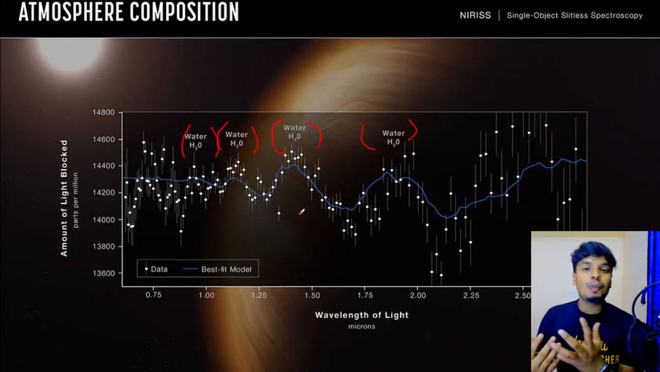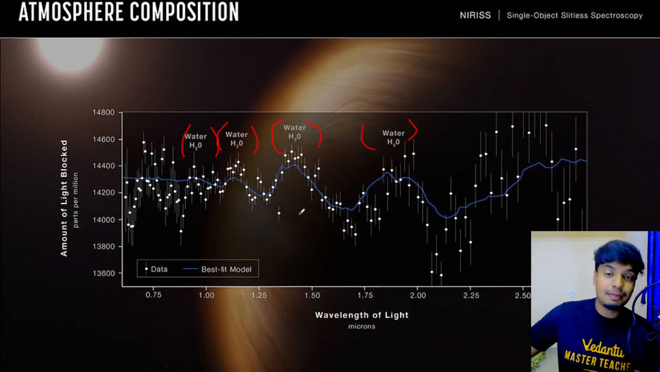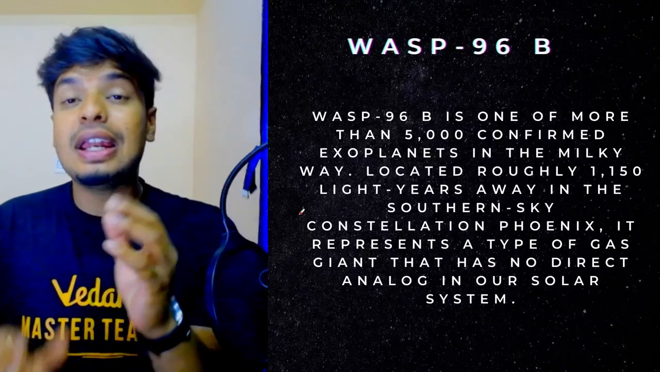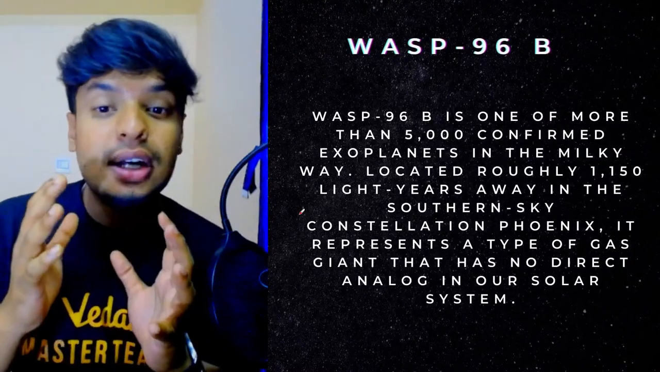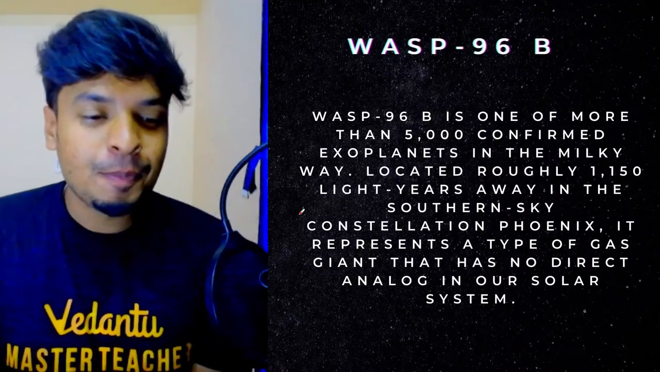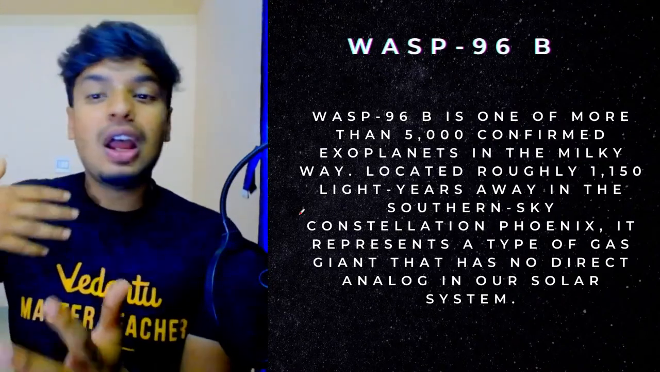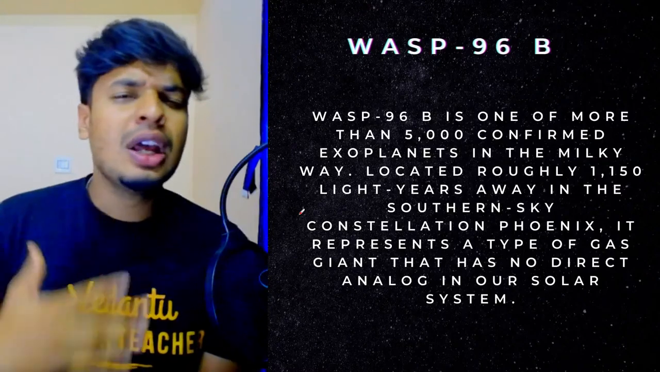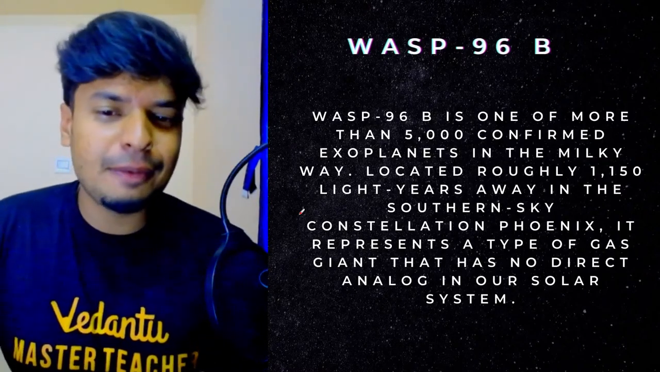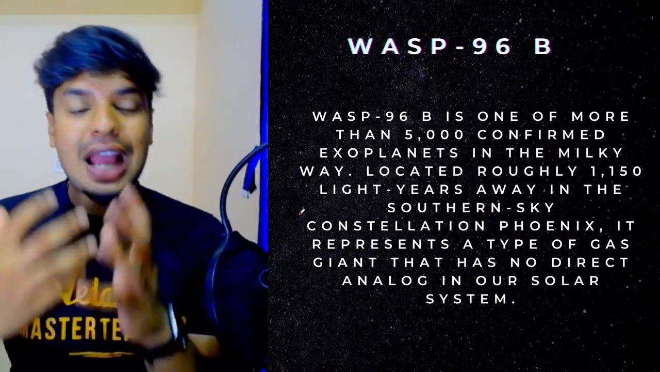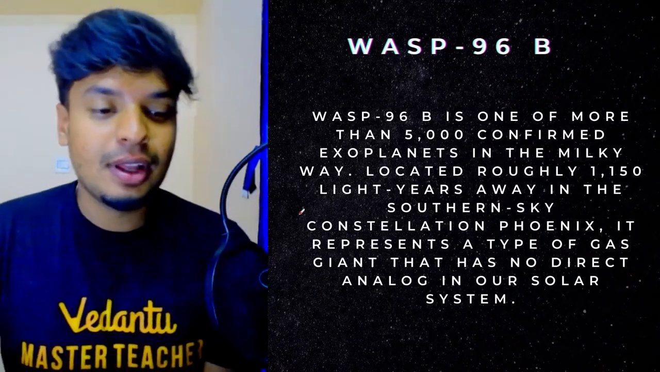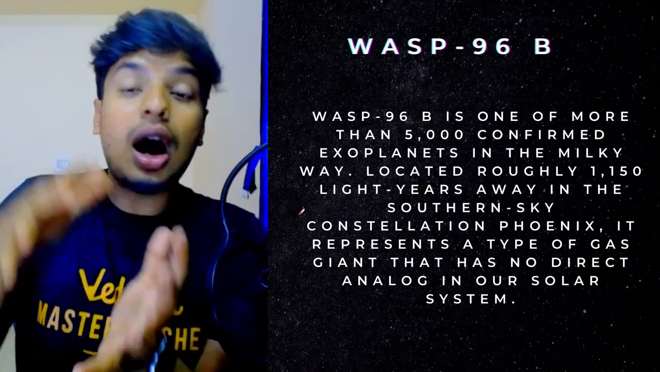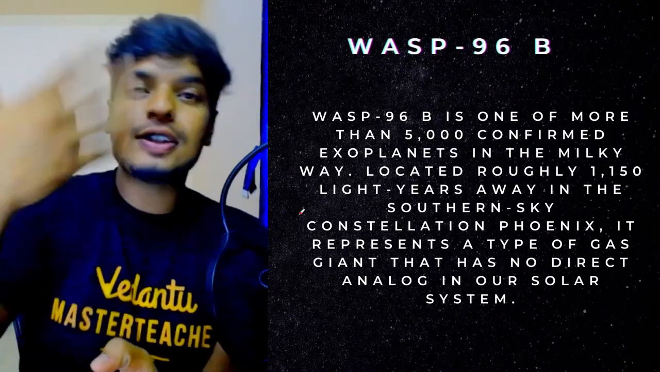We know what an exoplanet is, right? Exoplanets are the planets outside our solar system, which are far, far away from us. WASP-96b is one of the more than 5,000 exoplanets we have so far confirmed in the Milky Way, located roughly 1,150 light years away in the southern sky. It represents a type of gas giant that has no direct analog in our solar system. Exoplanets are the planets which do not belong to our solar system. They belong to different solar systems.